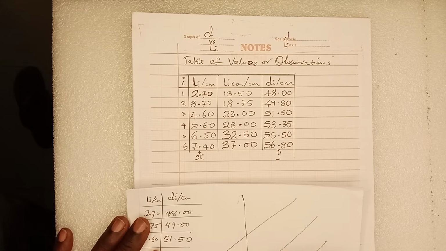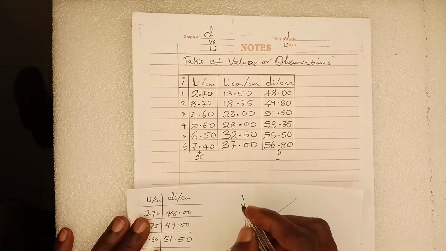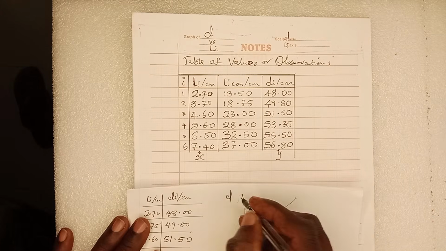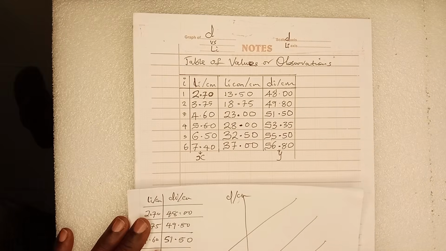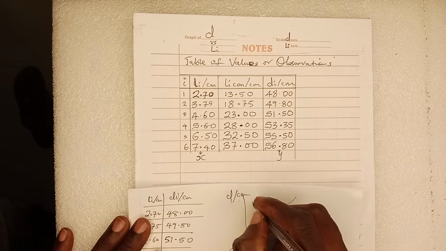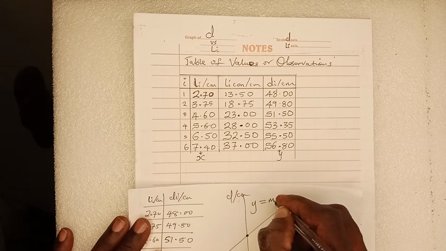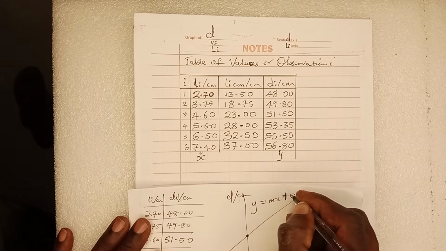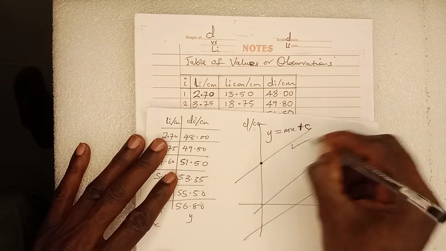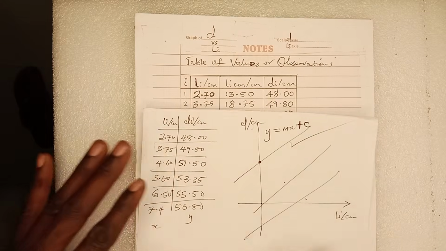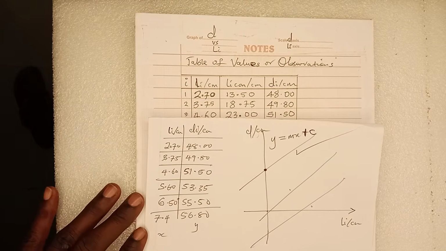In this case, the examiners asked us to find the intercepts on the D axis. The D is in cm, and then the Li in cm. It means that this is the graph we are going to find. A graph of y is equal to mx plus c. This is the type of graph we are going to find, not this and this. So keep that at the back of your mind.